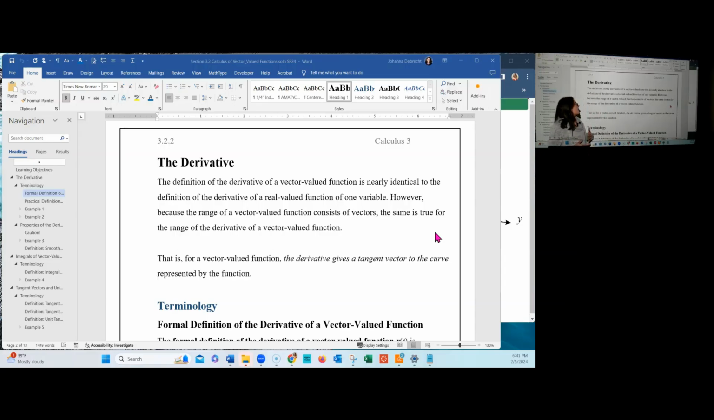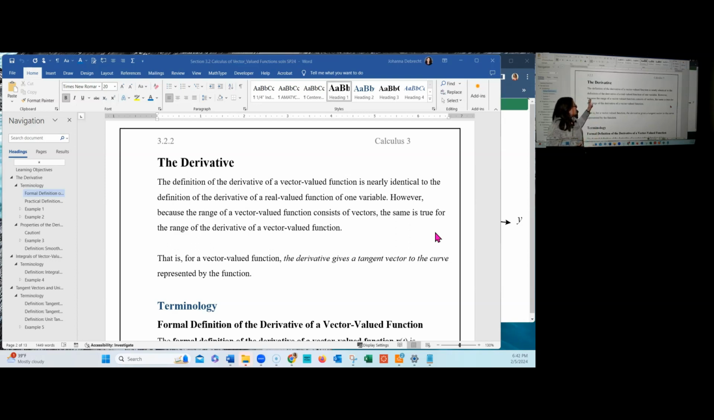The first thing we want to talk about is the derivative. Now, the derivative of a vector-valued function is nearly identical to the derivative of a real valued function of one variable. However, remember that the input to a vector-valued function, while they are real numbers, some parameter t, the output is a vector in either 2 dimensions or 3 dimensions. And when you connect the endpoints, the terminal points of all those vectors, you get a plane curve in 2 dimensions and a space curve in 3 dimensions.